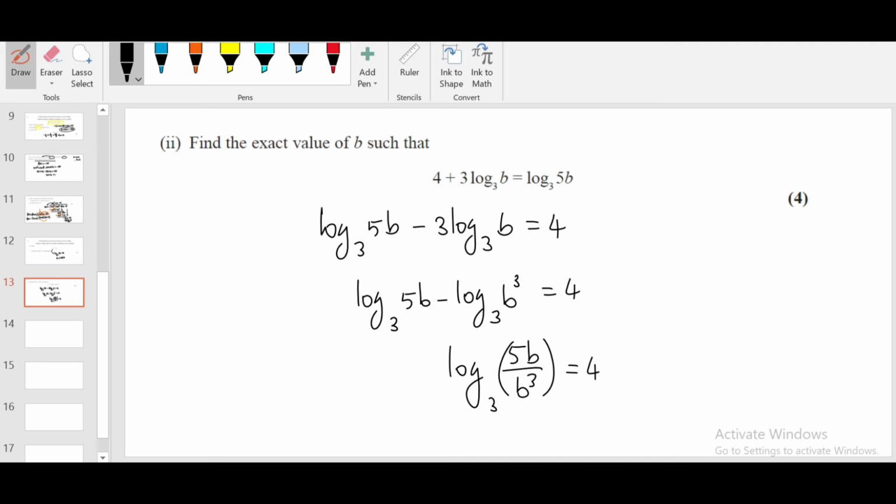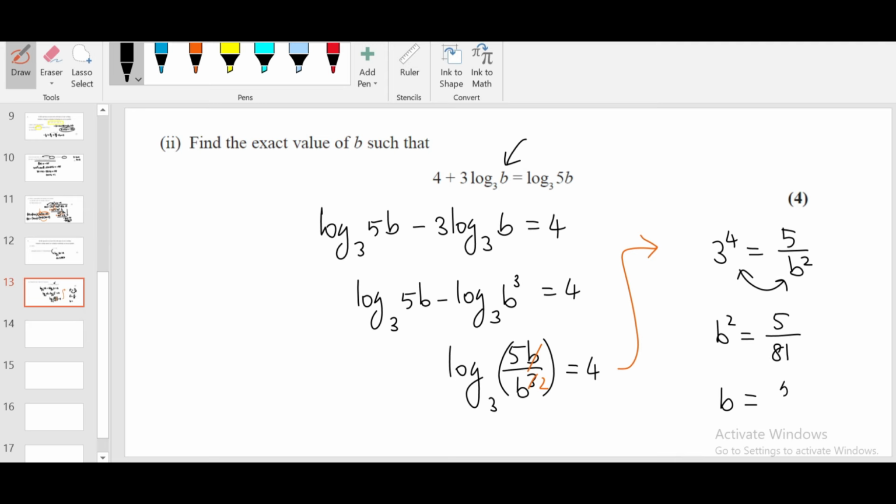Definitely b cannot be 0. Why am I saying this? Because I'm going to cancel a b here. I'm going to write it as b square. So if you rewrite this using power, it will be 3 power 4 is equal to 5 over b square. Swap these two, you will get b square is 5 over 3 power 4. 3 power 4 is 81. B is plus or minus square root of 5 over 81. But the b cannot be a negative number. So it's positive square root of 5 divided by square root of 81. That's all. Square root of 5 over 9.